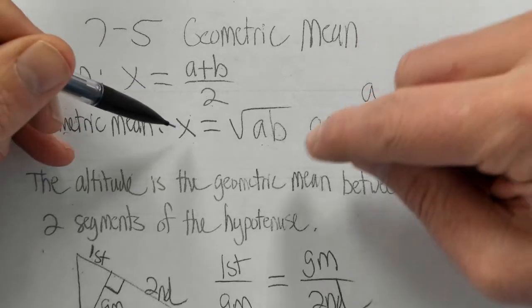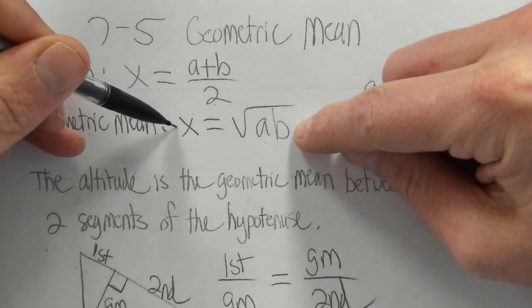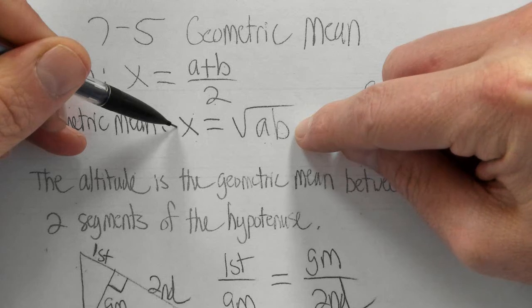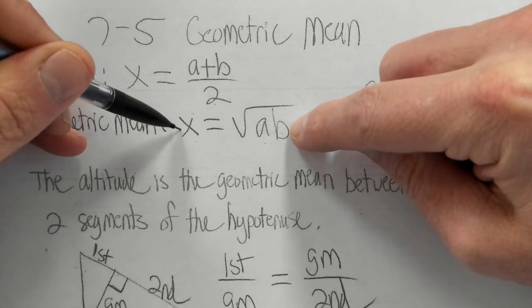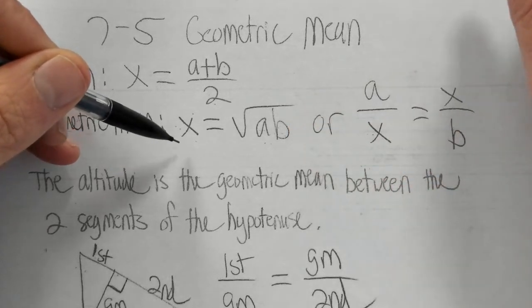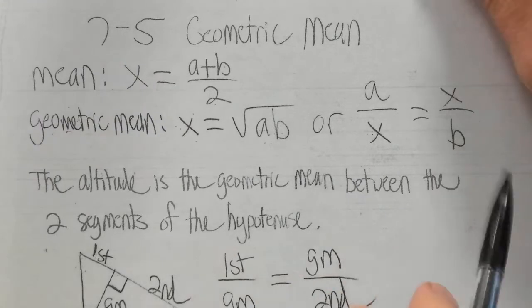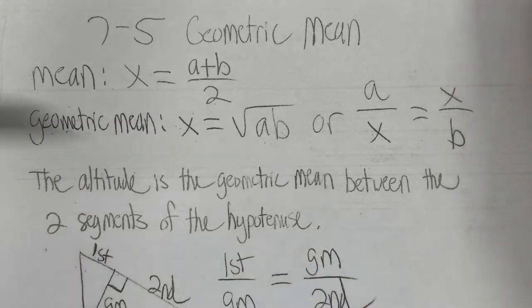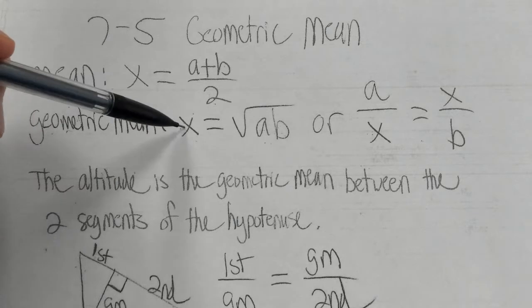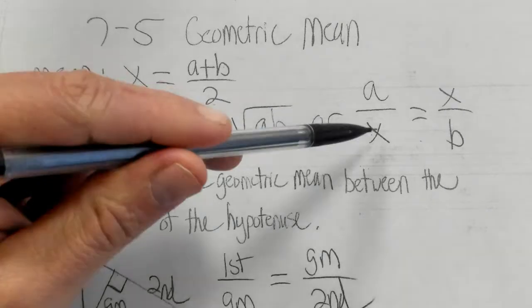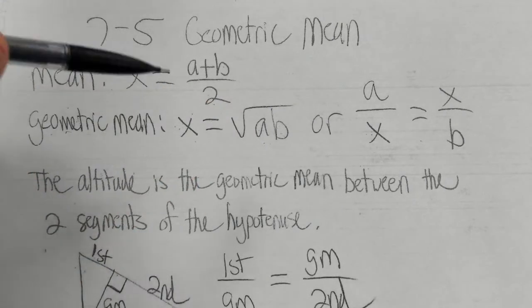Now, by taking this equation, squaring it and then dividing both sides by ax, you can come up with this equation right here, which is a proportion. So you can rearrange this and turn it into this proportion, all right?